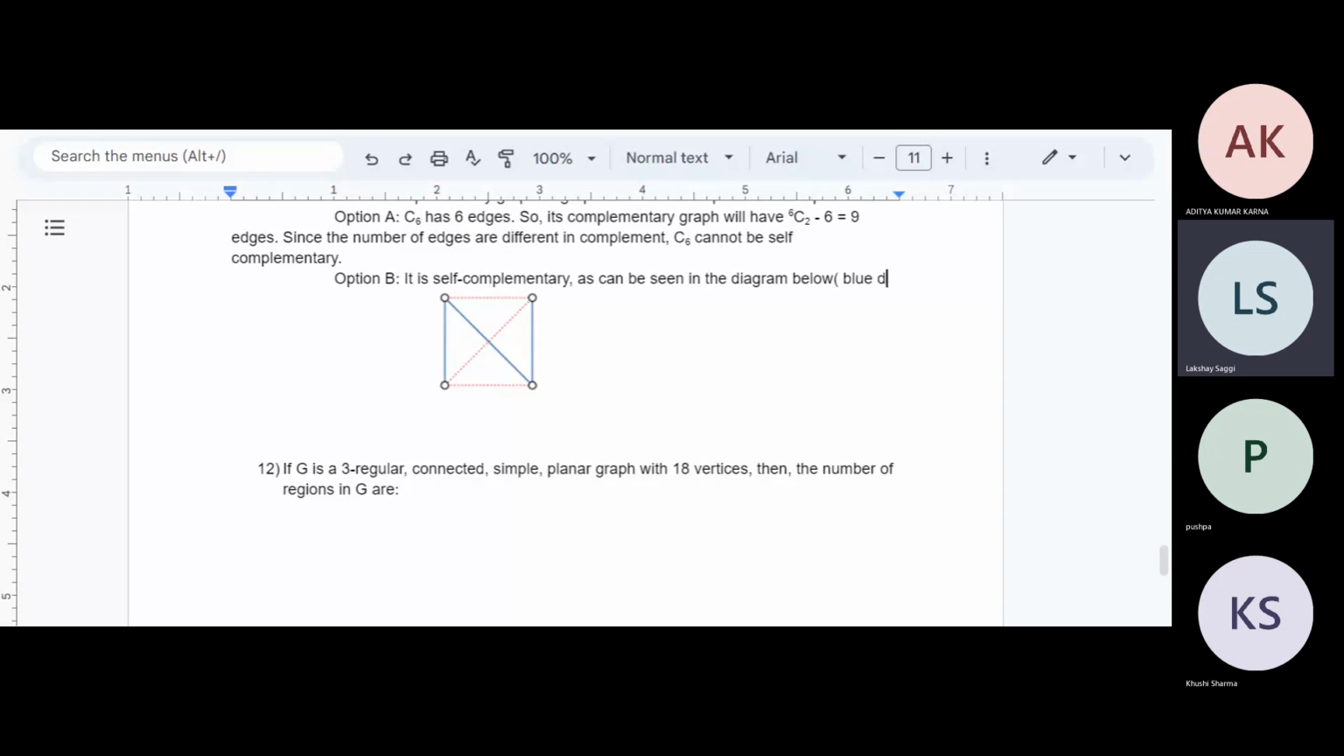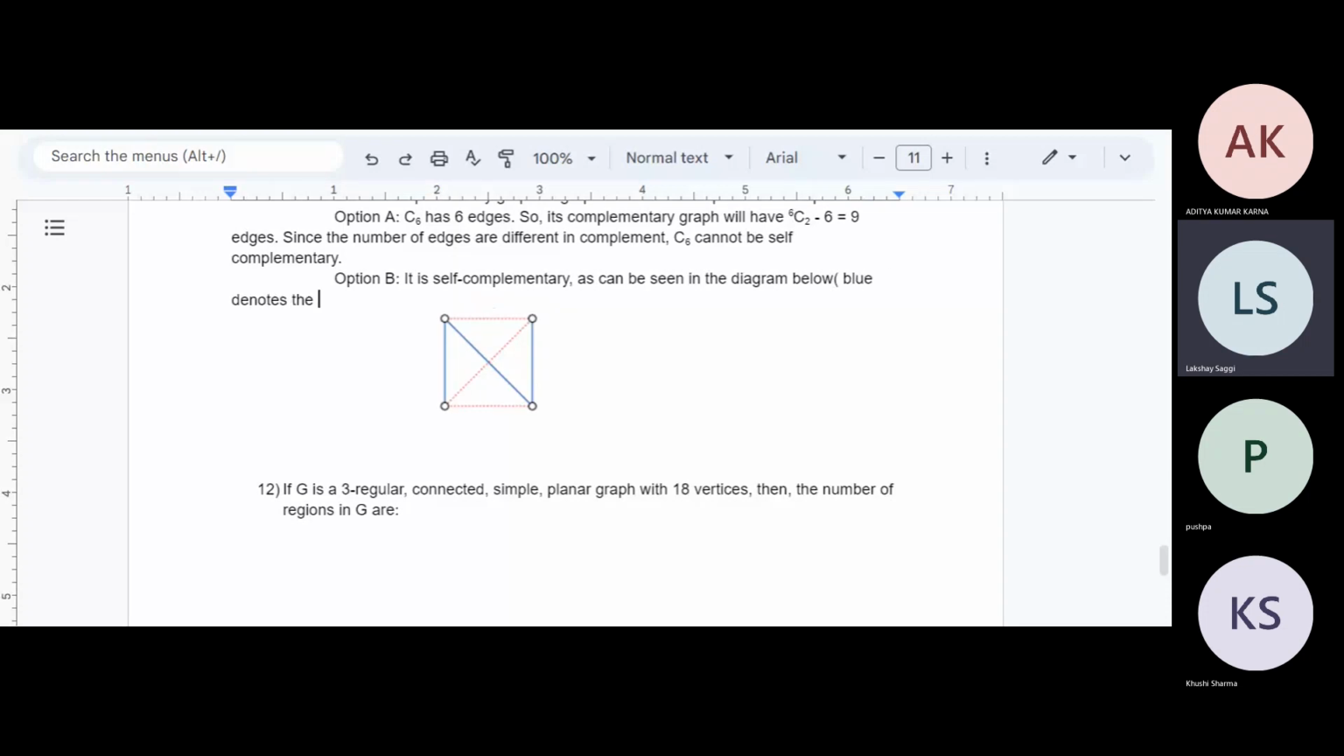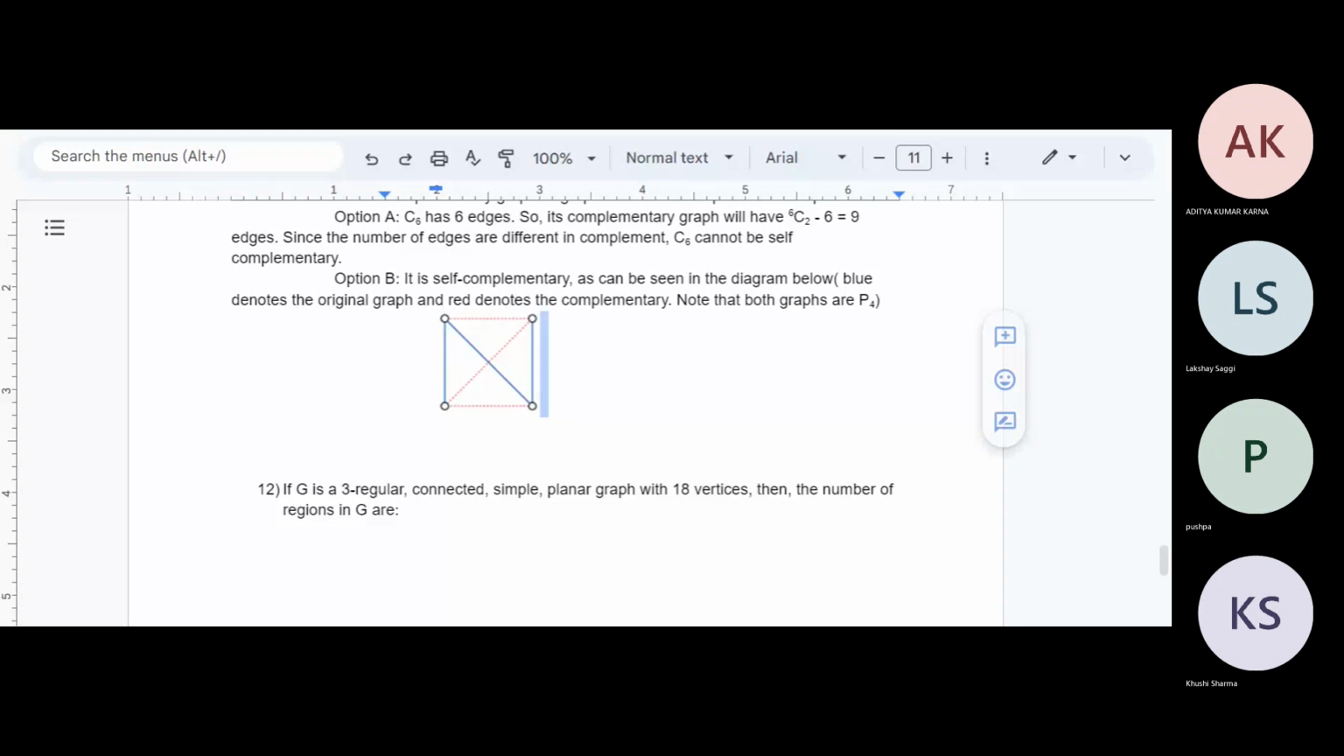So blue denotes the original graph and red denotes the complementary. Both graphs are P4, just path graphs on 4 vertices. This to this, this to this, this to this. So indeed, option B is self-complementary.